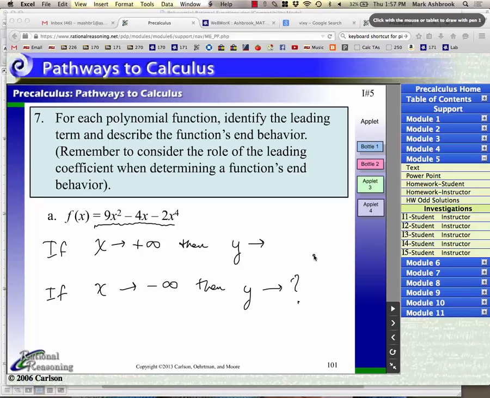How about Cecilia? So if x is really, really big positive values, then what would we predict y would be and why? So can you talk me through it?